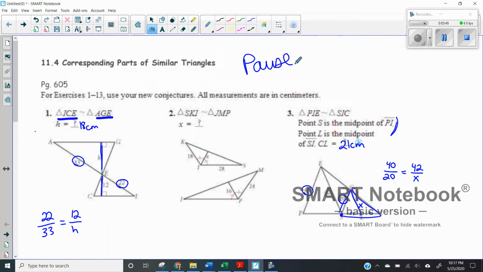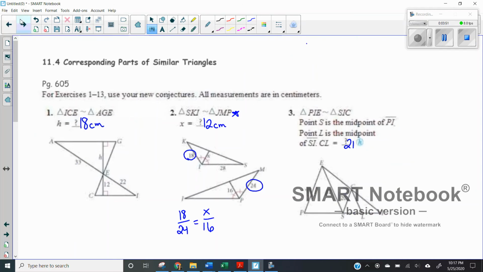Pause this video and then come back to me and we'll go over the answers together. Okay, so let's take a look here. Numbers 1 and 3 we did. So there's number 2. I circled again the pair of sides whose lengths we already have. I used 18 and 24.